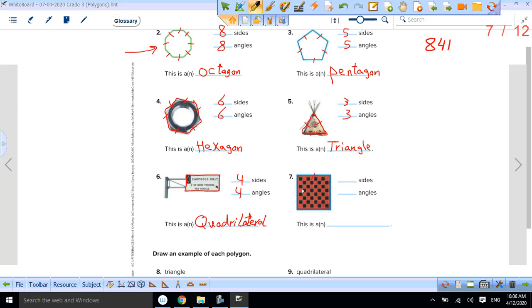This polygon, 4 sides and 4 angles, it is what also? It is a quadrilateral. And also this is a square, I know. But the group of polygon shapes that have 4 sides and 4 angles are called quadrilaterals.